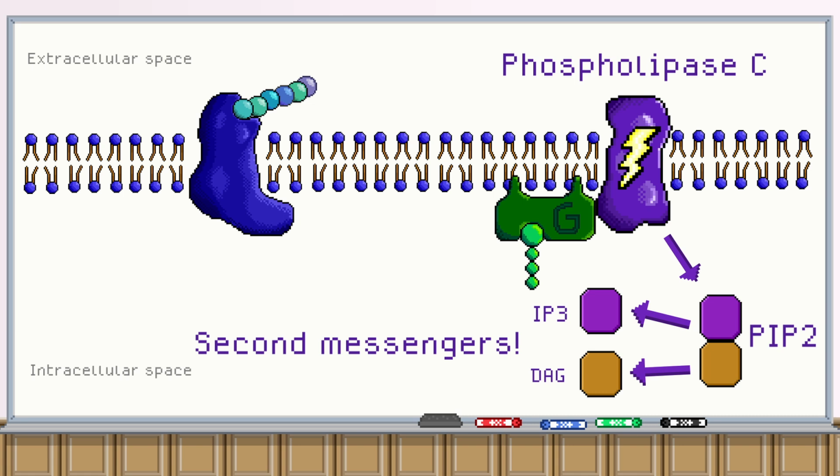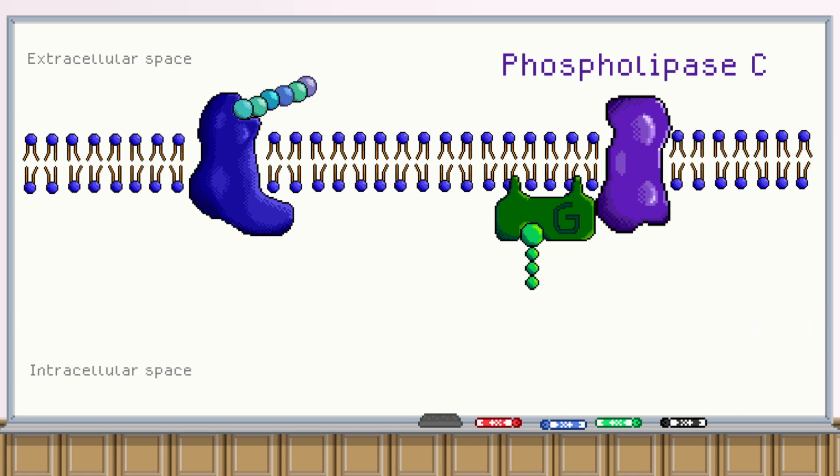Diacylglycerol can then participate in functions like lipid metabolism, while IP3 can help adjust calcium levels within the cell. Just so you're not overwhelmed, you will likely not need to recall the names of these molecules, just their abbreviations. Again, diacylglycerol and IP3 are the second messengers in the phospholipase C pathway.